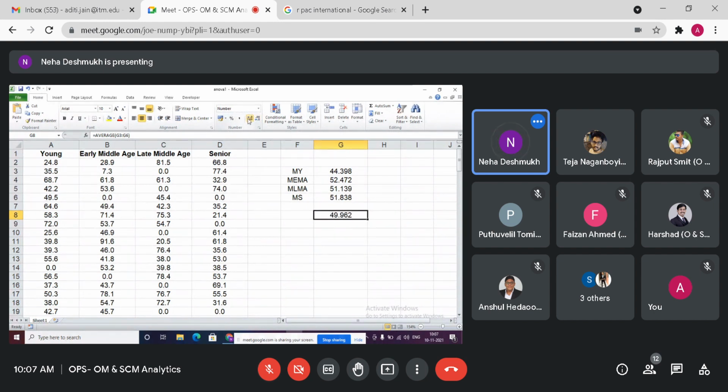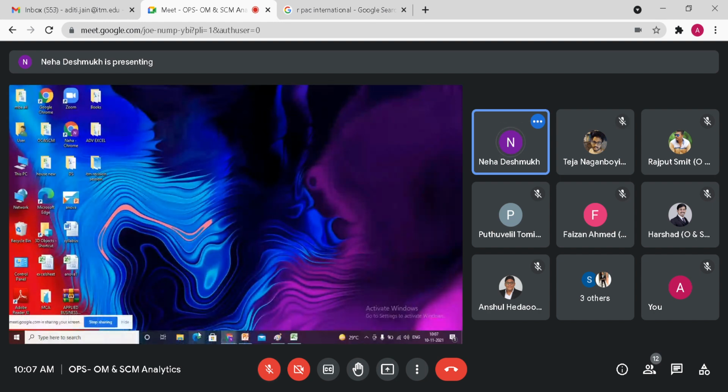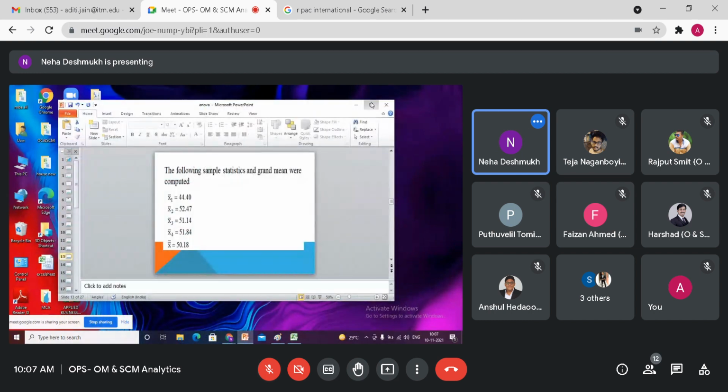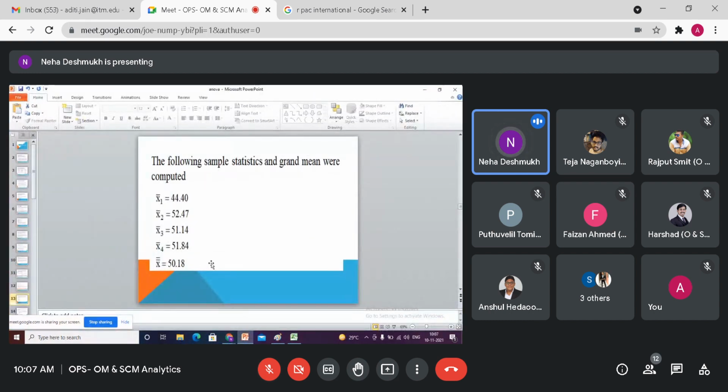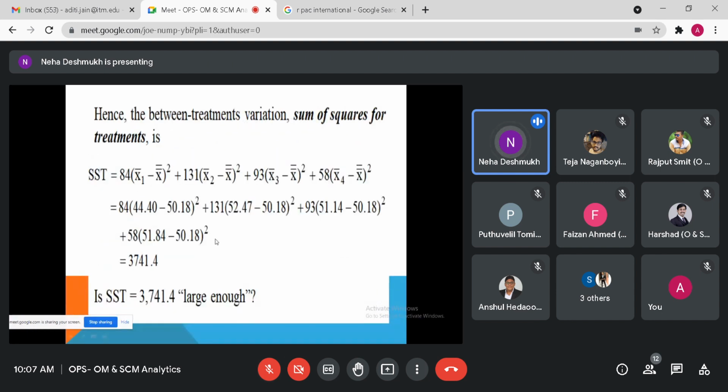Are you with me? Yes, ma'am. So in this way we can calculate the values. Now calculate SST: n1 times (x1 minus x double bar) squared, plus n2, n3, n4, right? When you substitute all the values, see, this is the difference of x1 minus the grand mean. This is our x1.